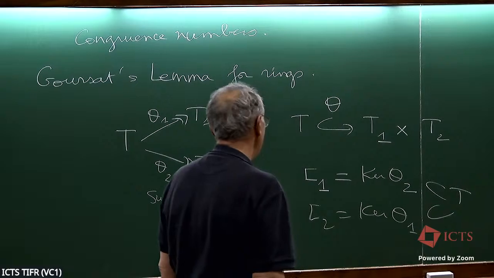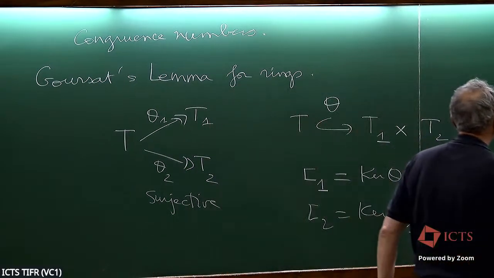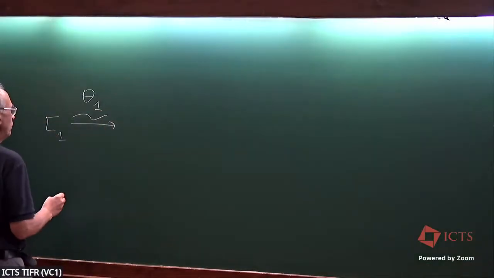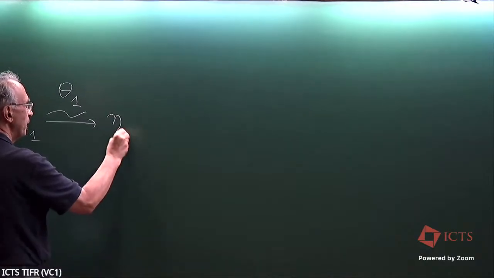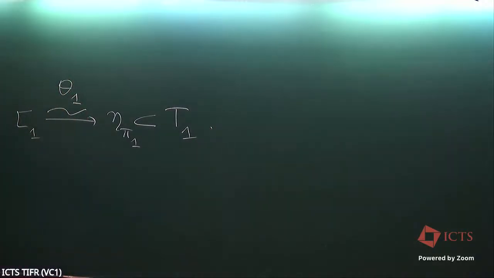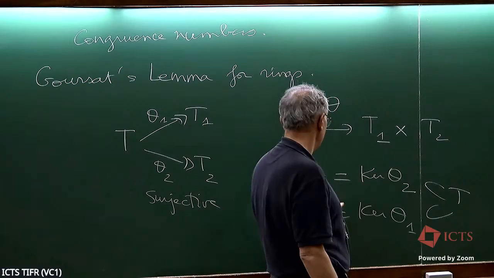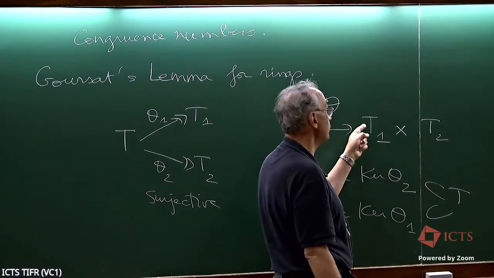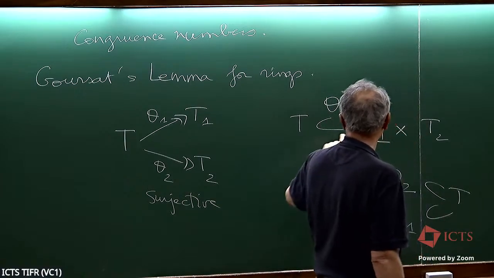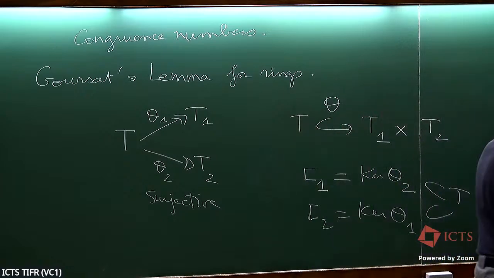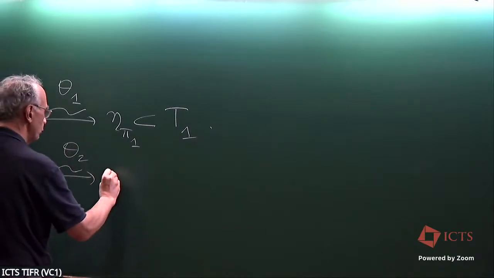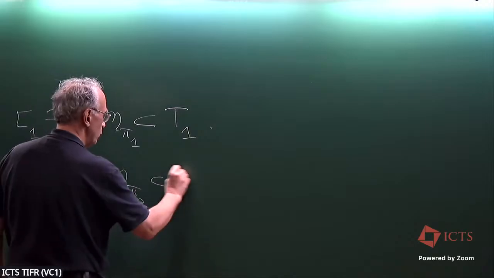And so they have a special property, namely that if you restrict theta 1 to C1, it is an isomorphism to something which I denote by eta pi 1, which is an ideal in T1. Because, you know, the second projection is 0 by assumption. C1 has second projection 0. And so the restriction of theta 1 to C1 is an isomorphism to its image. And similarly, the restriction of theta 2 to C2 is an isomorphism to its image in T2.